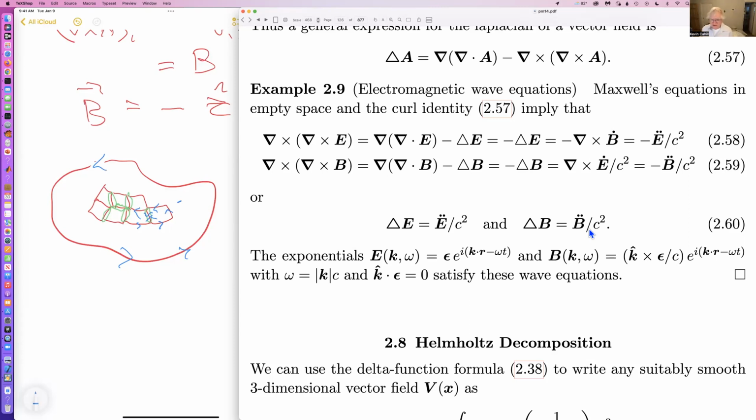And the solutions are very simple. It's just some vector times e to the i k dot r minus omega t, where omega is the length of k times c. Let's see, I have here k hat dot epsilon. You don't really need k to be perpendicular to epsilon for the electric field.